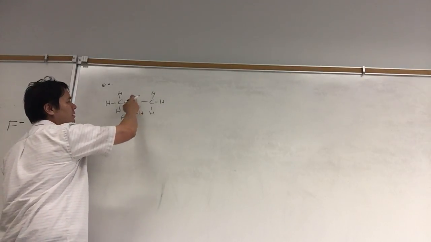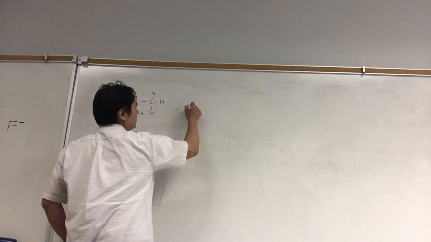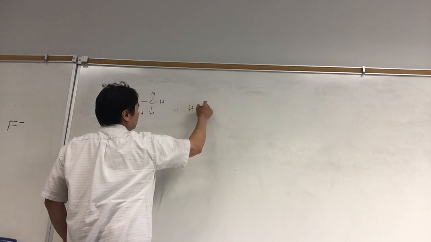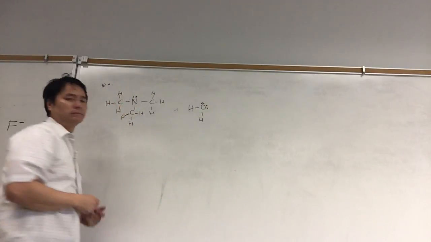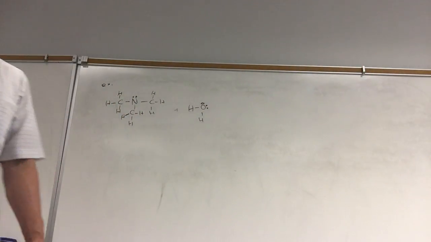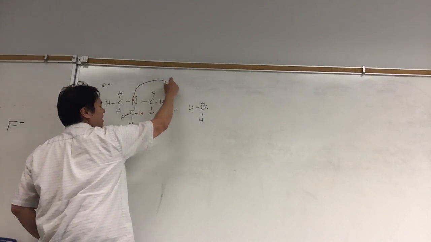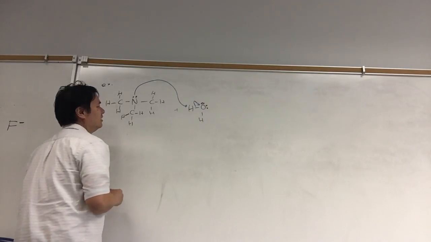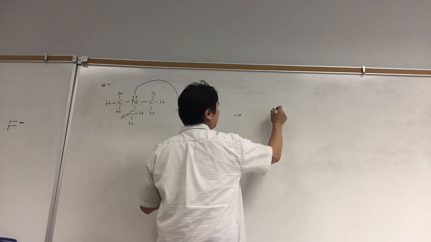Well, water reacts with these weak bases. Water's amphoteric. Basically, this nitrogen is going to collide with the hydrogen here and knock it off, give us some hydroxide. So we end up with this.